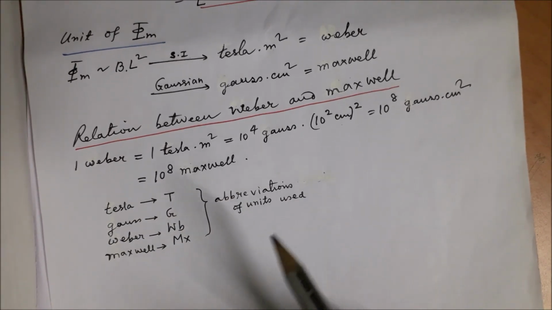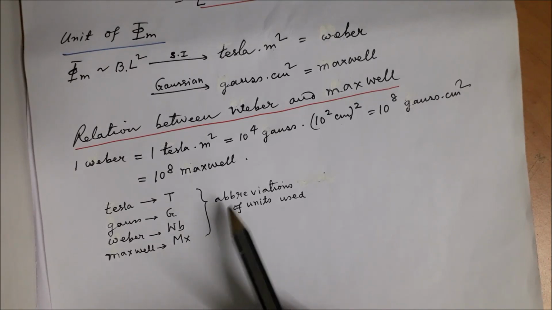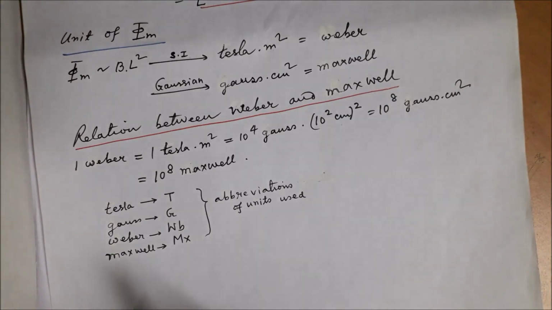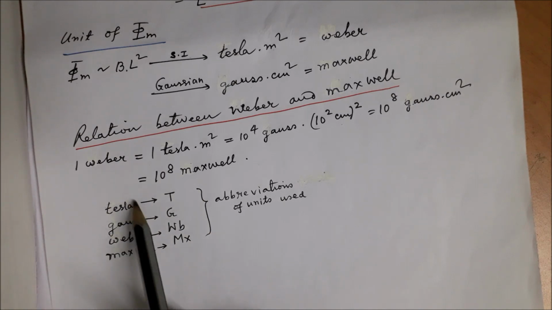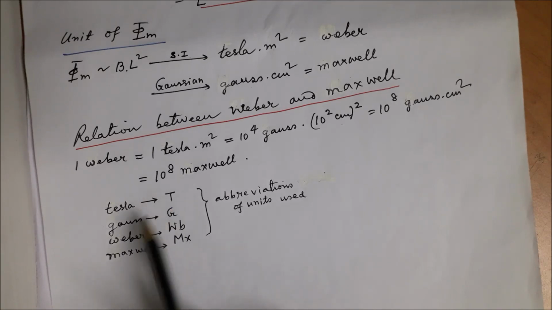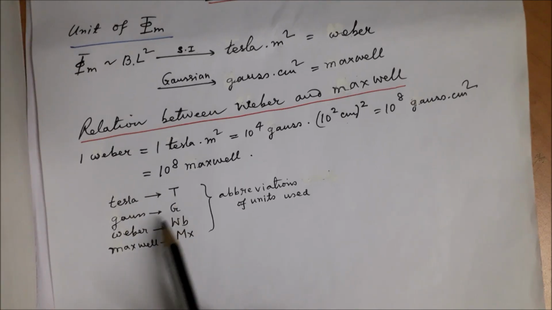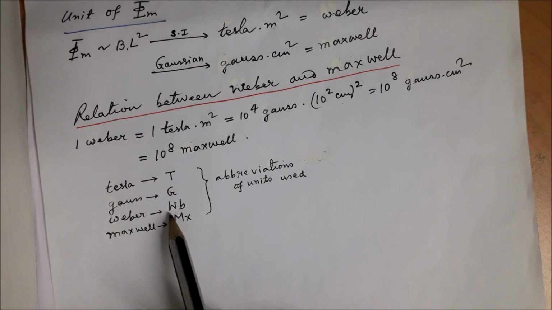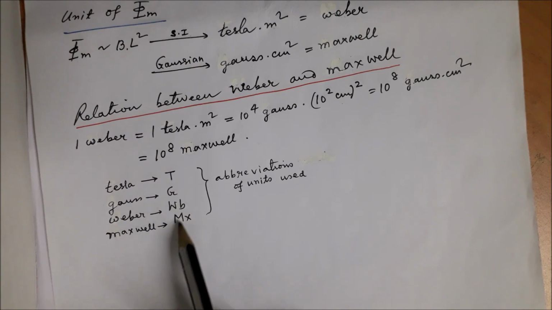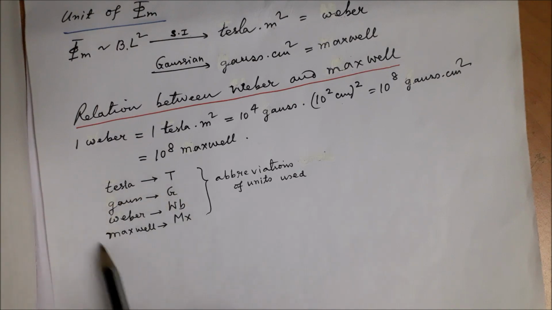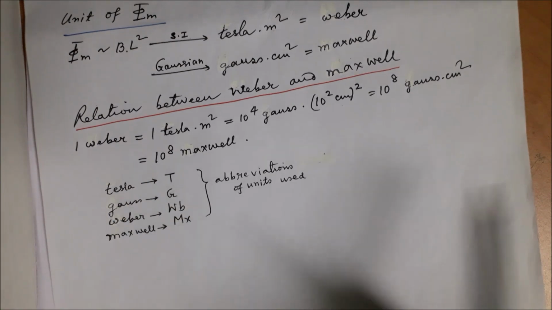Now we use various abbreviations for these quantities, and they are listed over there. Instead of Tesla, to save time and space, we use capital T. For Gauss we will use capital G. For Weber we will use capital W small b, and for Maxwell we will write capital M small x. So these are the abbreviations that are used.